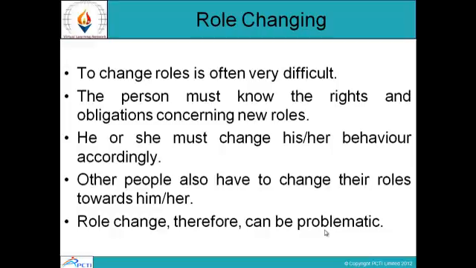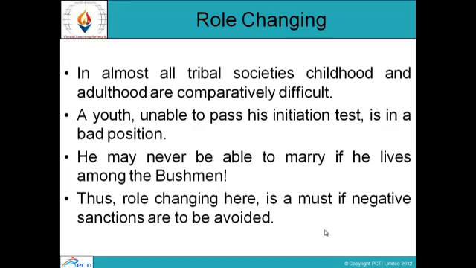The person must know the rights, obligations and duties to be performed concerning the new role, must change his or her behavior according to the changed role, and other people also have to change their roles towards the concerned person. Role change can be problematic and stressful at times. In almost all tribal societies, childhood and adulthood are comparatively difficult. A youth unable to pass his initiation test is in a bad position. He may never be able to marry if he lives among the bushmen. Thus, role changing here is a must if negative sanctions are to be avoided.